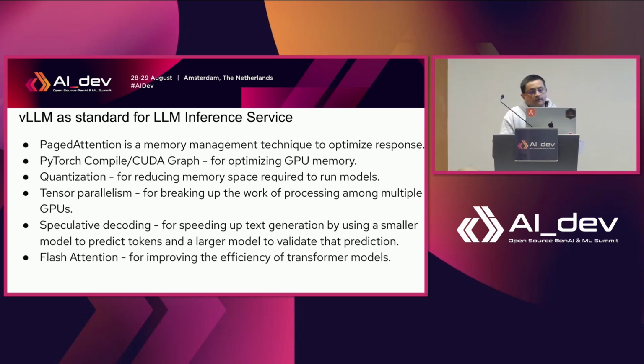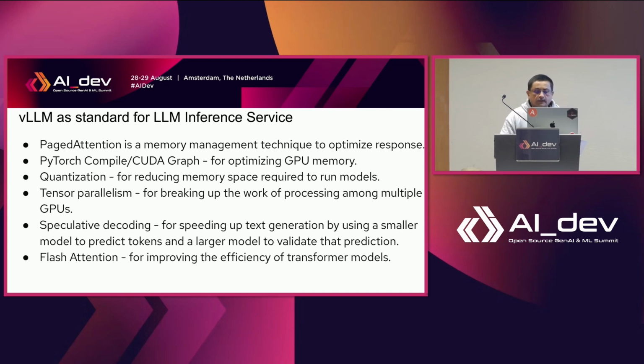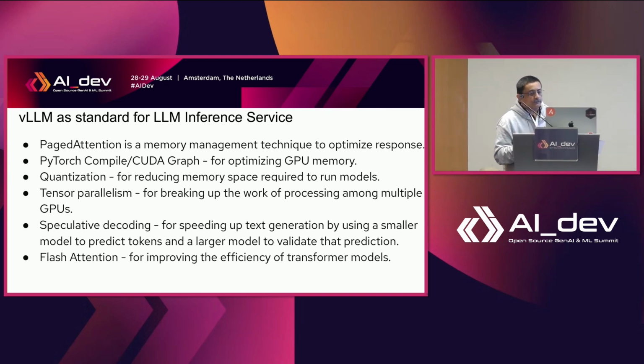Again, it uses speculative decoding. Smaller models are used to predict the next token, and the larger model validates that prediction. There is also FlashAttention, which is used for improving the performance of the transformer models.